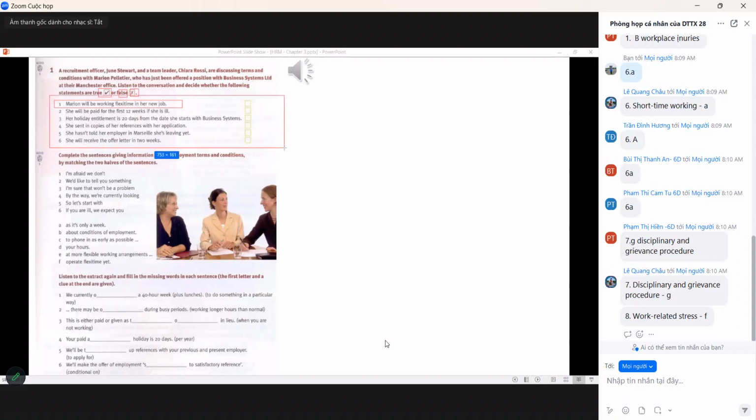So you need to listen and then tick or cross here. While listening to number 1, you also do number 2 and number 3 here. Complete the sentences giving information about employment terms and conditions. That means the contract of employment, right? Matching two halves of sentences. We have 1 to 6 and A to F. You need to match them together.